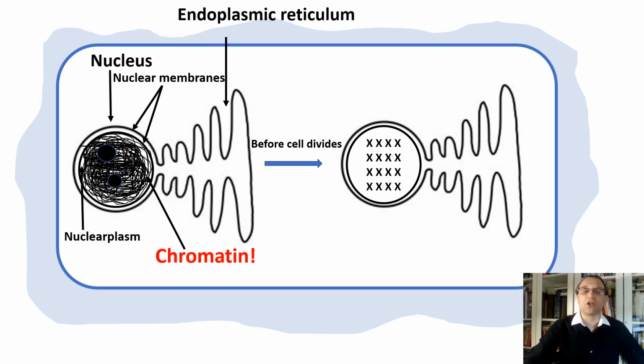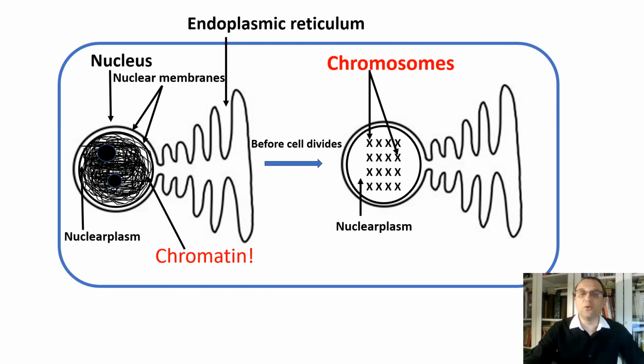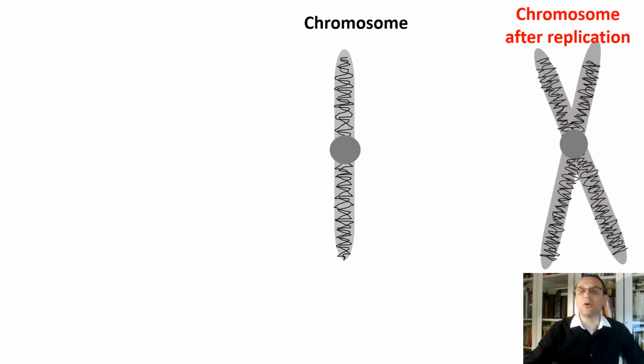During cell division, chromatin condenses and turns into short structures called chromosomes. Do you see it in the diagram in front of you? Chromosomes in the nucleoplasm. Why does chromatin have to turn into chromosomes? Because short structures are easier to manipulate during cell division. Cell division is covered in the following lecture, number 11. Here's the structure of a chromosome and a chromosome after replication of genetic material.